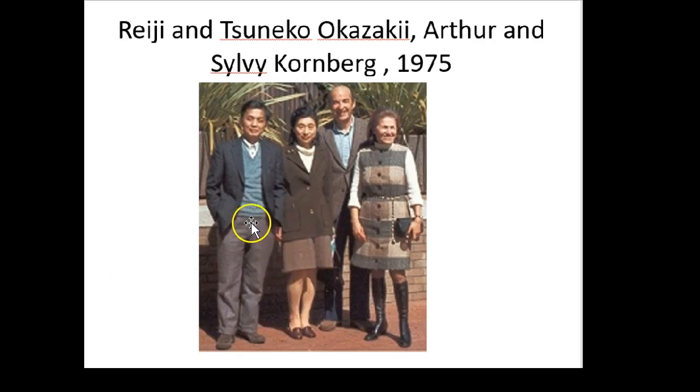Here is a photo of Reiji Okazaki and his wife Tsuneko. They were a husband and wife science team, and this is the team that discovered how synthesis on the lagging strand works. This photo was taken in '75, and I think that was about the time that that discovery was actually made. And here is a photo of Arthur Kornberg, who of course discovered DNA polymerase I, and his wife Sylvie. They're also scientists, so this was kind of a neat example of two teams of husband and wife scientists that made some really important discoveries in the world of DNA and RNA replication.